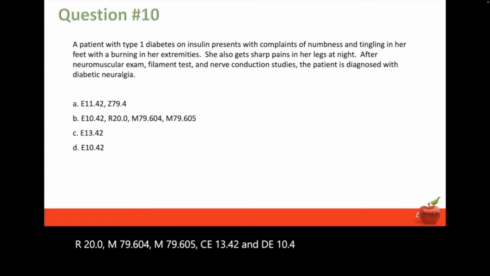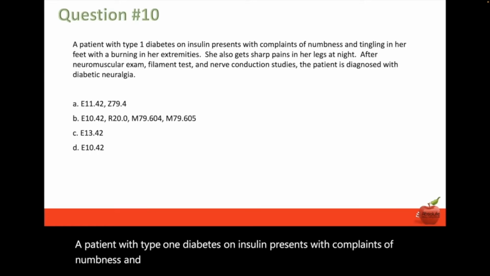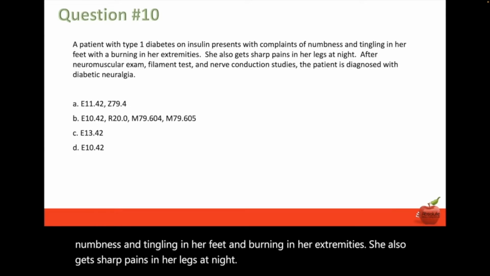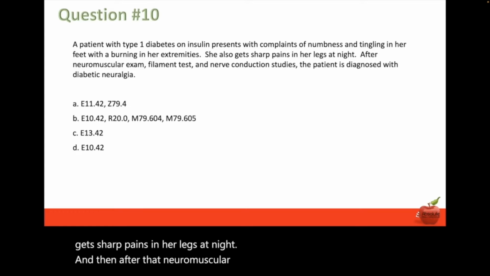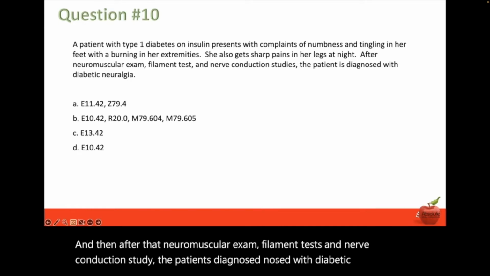E10.42. A patient with type 1 diabetes on insulin presents with complaints of numbness and tingling in her feet and burning in her extremities. She also gets sharp pains in her legs at night. And then after that neuromuscular exam, filament test, and nerve conduction study, the patient's diagnosed with diabetic neuralgia.